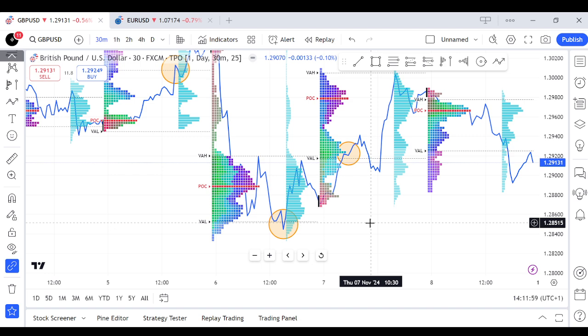So by mastering these strategies and adapting them to your trading style, you will be well equipped to leverage the power of market profile in your forex trading.